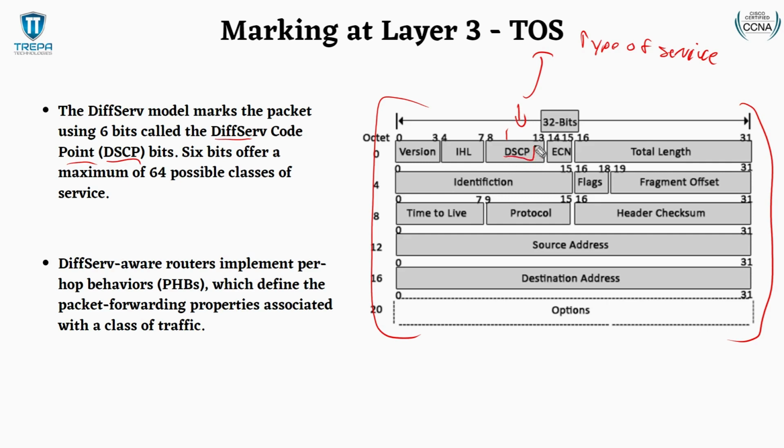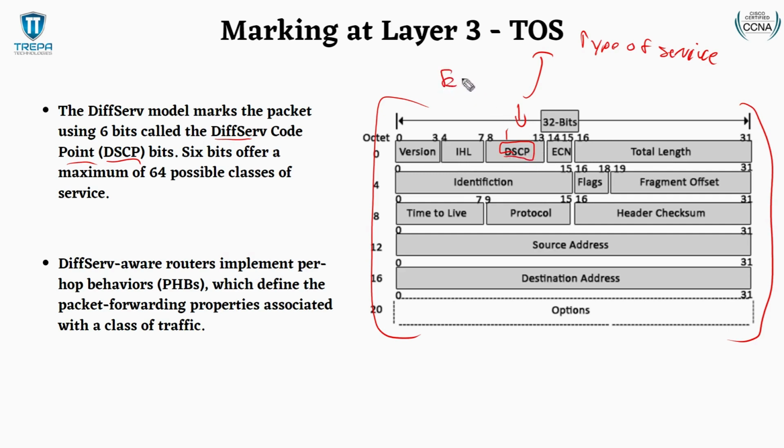6 bits are going to be reserved for the DSCP marking, which is going to give us higher and lower priorities of traffic classification. And it's going to give us different drop rates, meaning this traffic is more likely to be dropped, while this traffic is more likely not to be dropped. And we're going to give it different quality of service levels based on these DSCP bits.